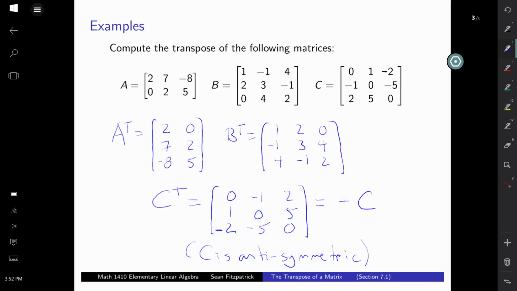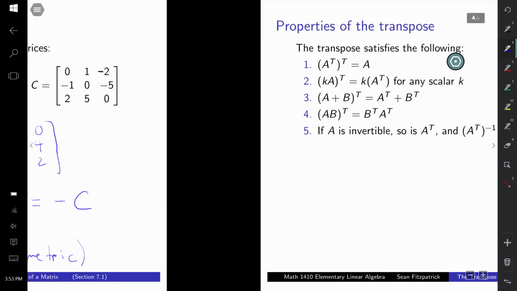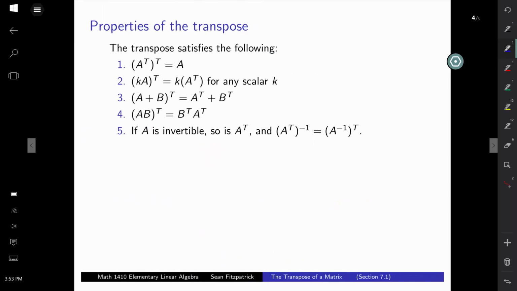The symmetry here is the symmetry with respect to that diagonal, the idea that flipping across the diagonal should preserve something. You should have some sort of mirror image for symmetry. Anti-symmetry is where you almost get the mirror image, but what you get is the negative mirror image. All right, so that's the transpose. Here are some properties. We're not going to prove all of these. Most of them are fairly straightforward. The first one just says that if you take the transpose twice, you get back to where you started. That one's pretty clear.